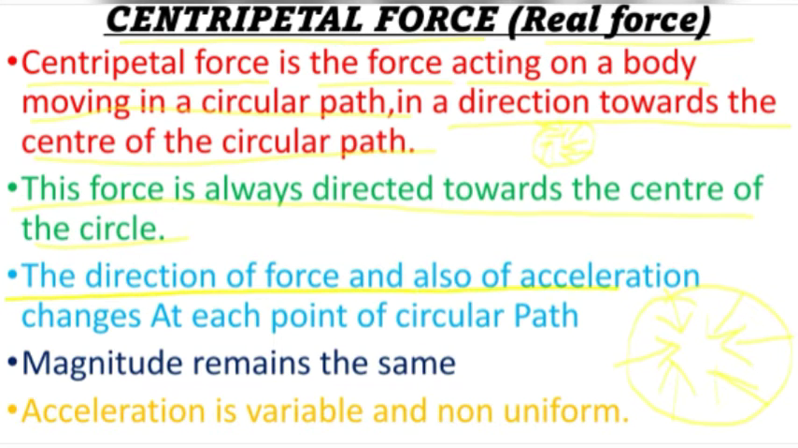The direction of force and also of acceleration changes at each point of the circular path. Of course, the direction of the force and the acceleration change at every point on this circular path. Magnitude remains the same. The magnitude always stays the same, and the acceleration is variable, or non uniform, you can say.